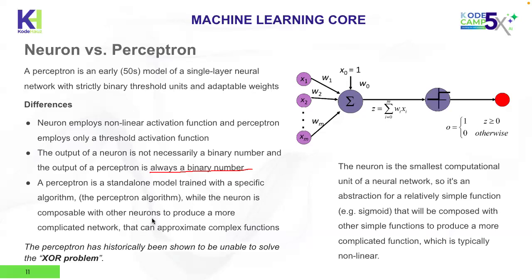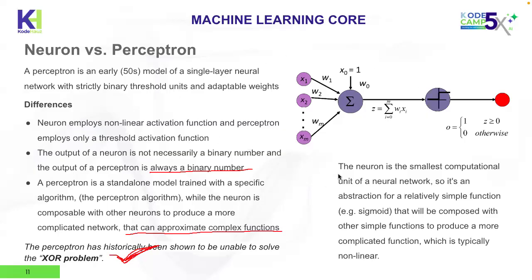Because neurons can be combined in so many different ways, and I just said that a neuron is a function approximator, when you combine multiple neurons, you can approximate more complex functions. A perceptron has historically been shown to be unable to solve the XOR problem. And that's simply because it's a single layer. That's one. Then the second additional problem is that it is only binary. It can only have zeros or ones, right?